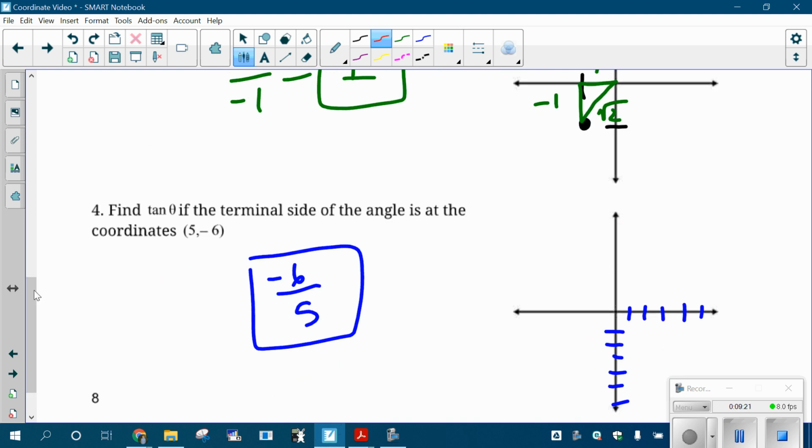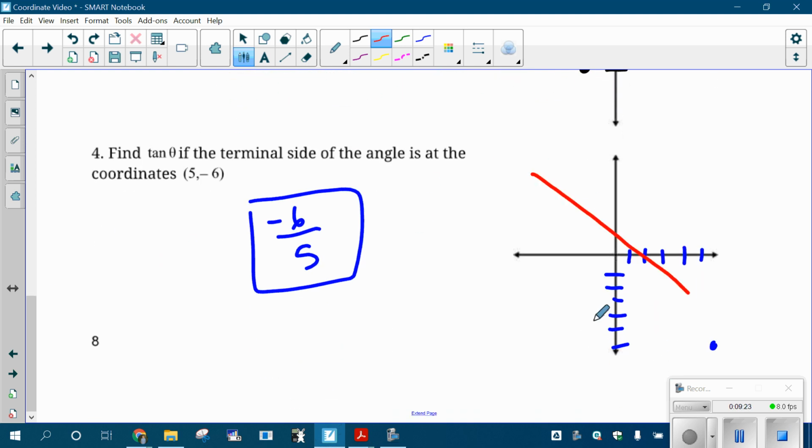Same with number 4. You could start drawing it out here and putting down your point and stuff, but you don't need to do any of this. Tangent's y over x, regardless of whether you're on the unit circle or not. It doesn't have anything to do with the radius. So it's an easy one. All right, I hope that's not too bad.